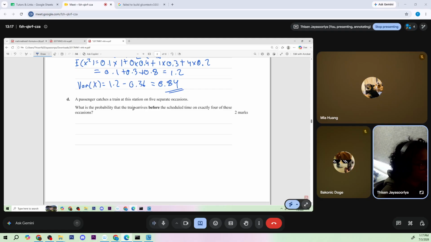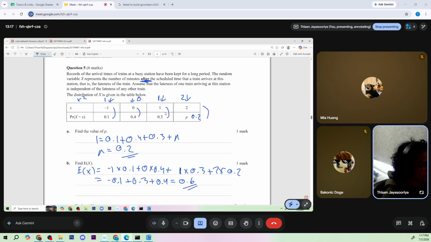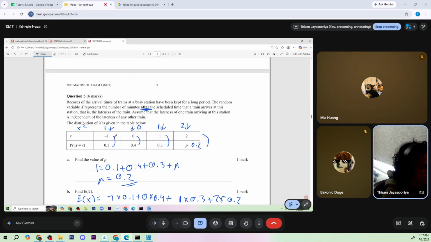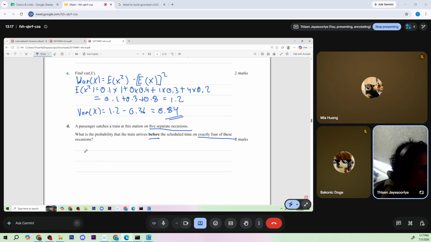Here, a person catches a train or a bus on 5 separate occasions. It says, what is the probability that the train arrives before schedule exactly 4 of these times? For it to arrive before schedule, it has to be early. So the probability of it arriving early is 0.1, yeah? However, this is on 5 separate occasions. So this means n is 5. This actually tells us it's a binomial distribution. So here, the probability of x equal to 4, right?